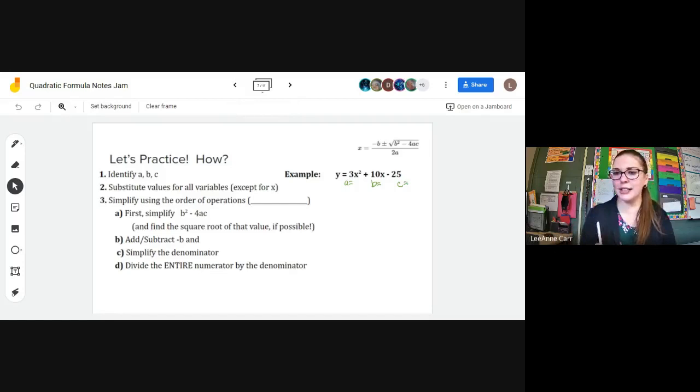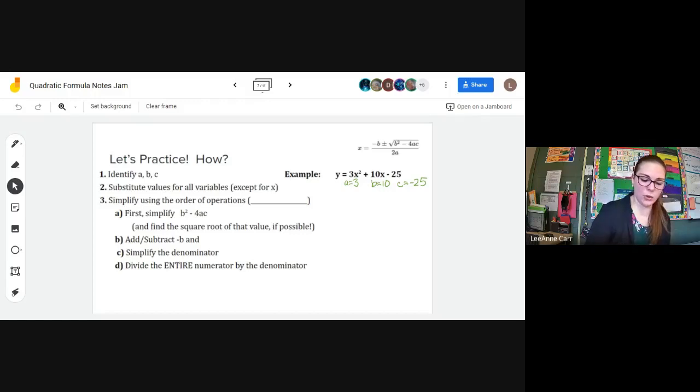So can somebody in the chat tell me my A value here? Thank you. Yep, my A value is 3. What about my B value, guys? 10 is my B, and my C value, anybody? Killing it. Thank you. Ooh, don't forget that negative. So we got A is 3, B is 10, and C is negative 25. Okay.